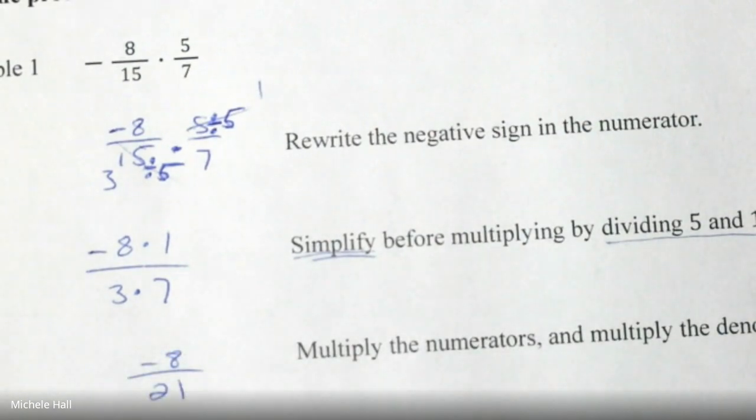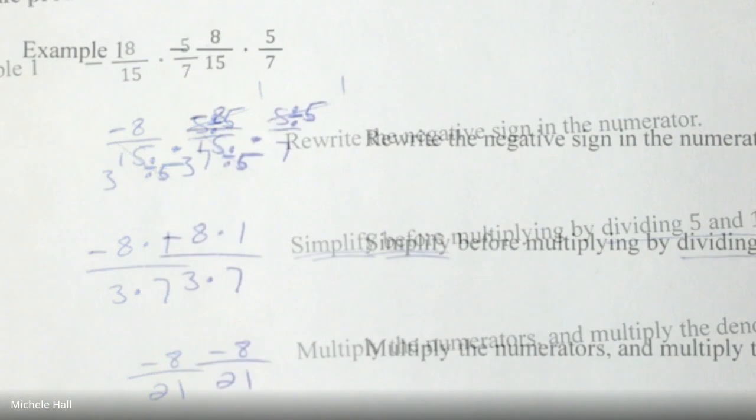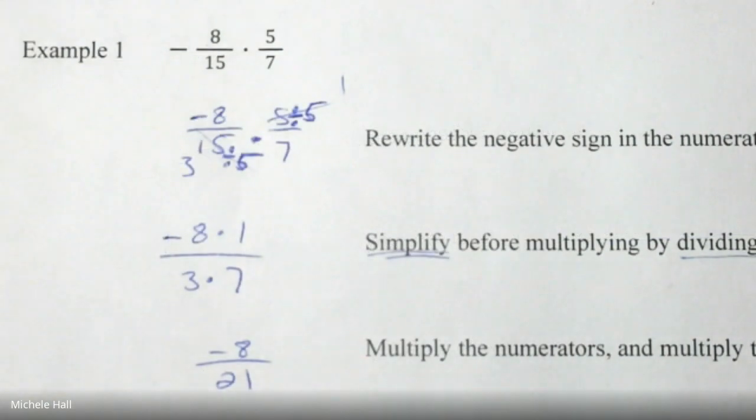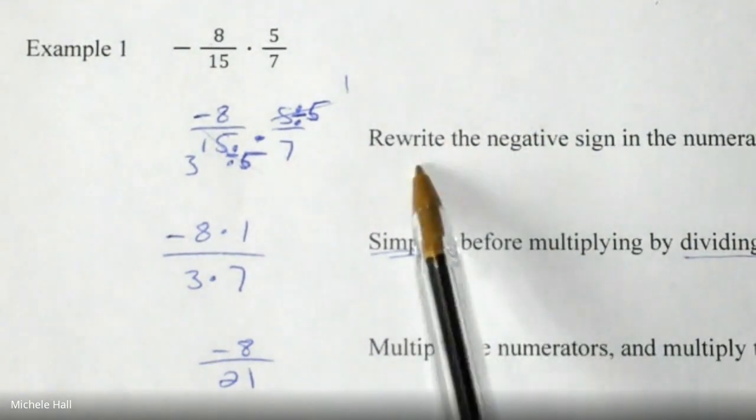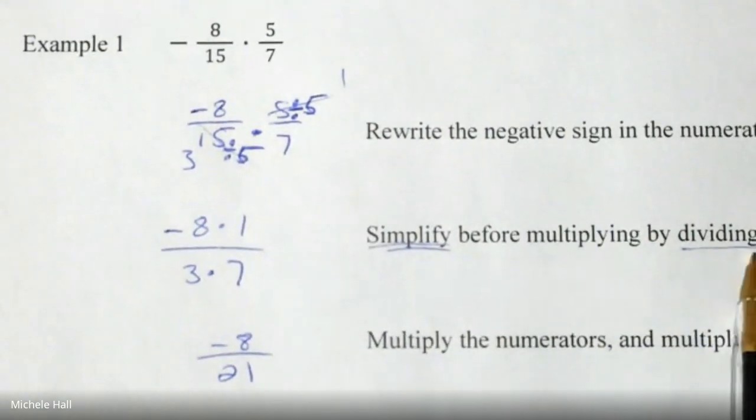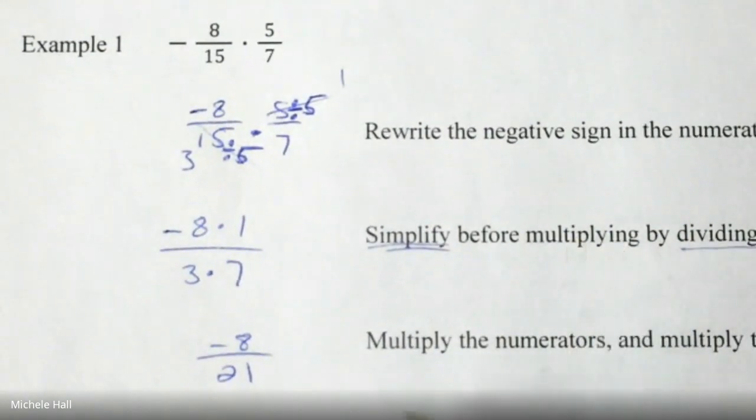Again, I wouldn't show all of those steps in my work. It's just that when I look back at my notes, I want to have an idea of what I did. So I want you to be dependent upon your notes. Look at your notes, be able to see what's going on, and still continue with your work. All right, so that's how you multiply fractions. You rewrite the negative in the numerator, simplify by dividing out the GCF, and then multiply straight across.